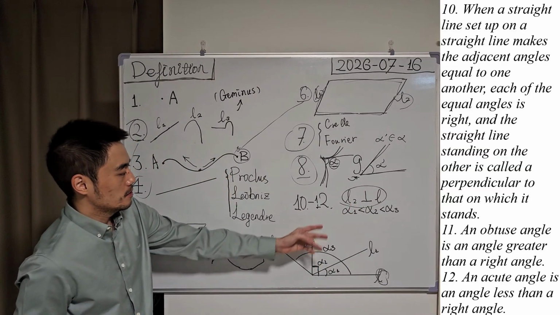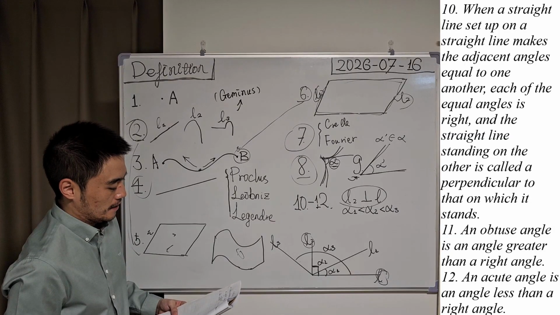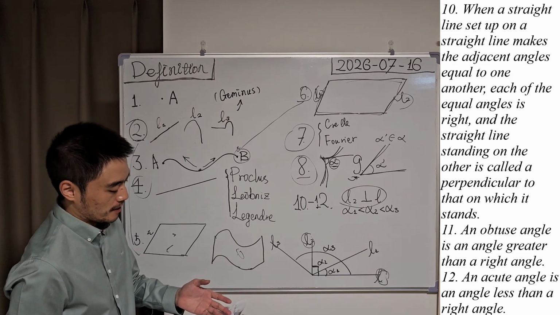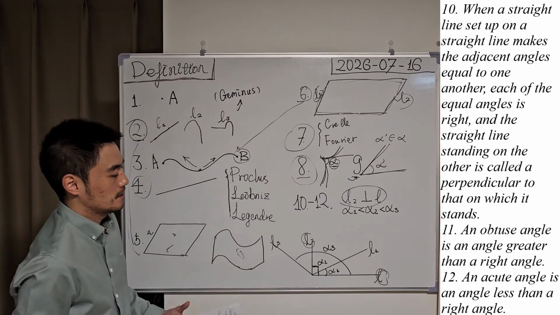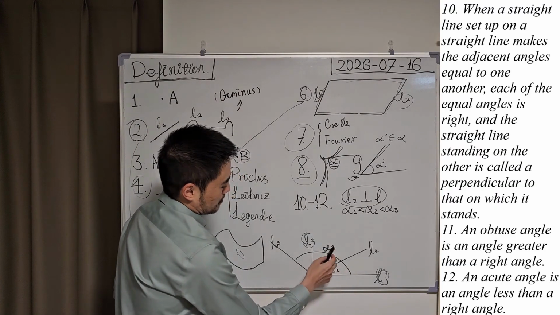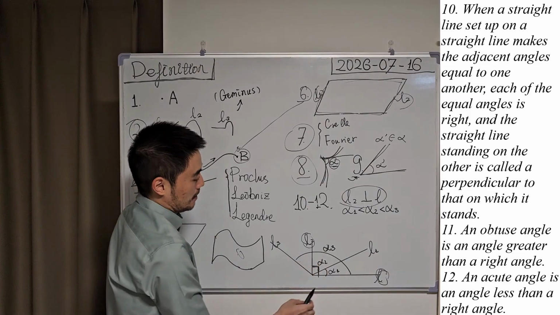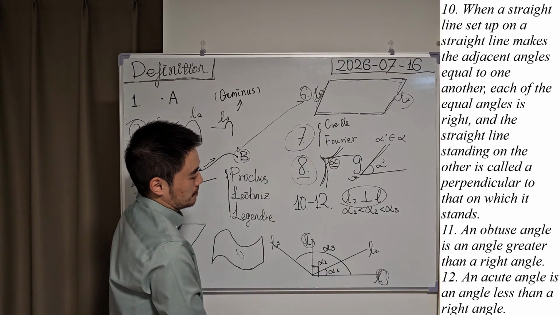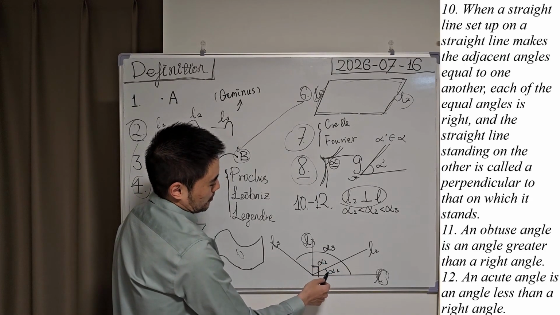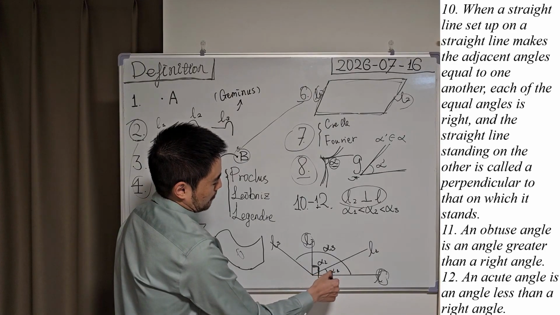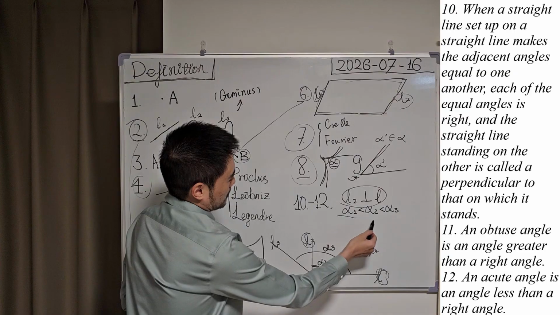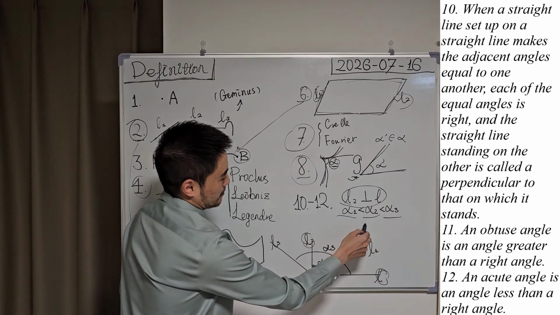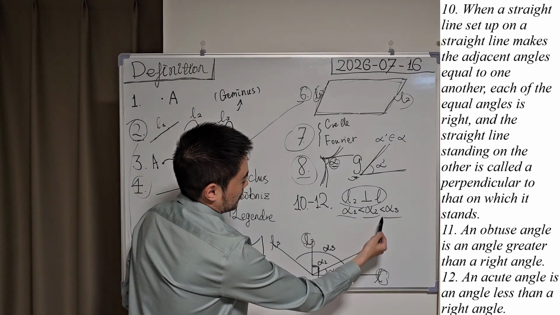And definitions 11 and 12 define an obtuse angle and an acute angle. So it says an obtuse angle is an angle greater than a right angle. For example, alpha 3 is greater than a right angle here, so it is called an obtuse angle. And an acute angle is a very similar definition, just the acute angle is less than the right angle here. For example, alpha 1. So we have alpha 1 is less than alpha 2, less than alpha 3, which means an acute angle is less than a right angle, which is less than an obtuse angle.